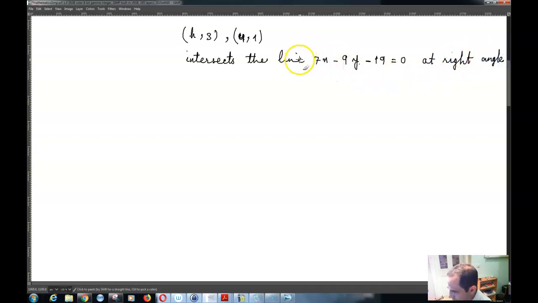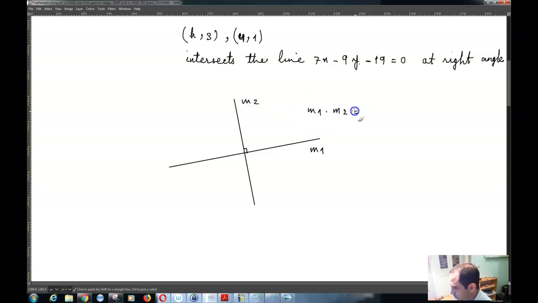So what that means is that the line that goes through these 2 points is actually perpendicular to this line. If you have a line, and another line that intersects this line at right angle, that means m1 times m2 is equal to -1. For example, if this is L1 and this is L2, L1 is perpendicular to L2. So the line that goes through these 2 points is perpendicular to this line.